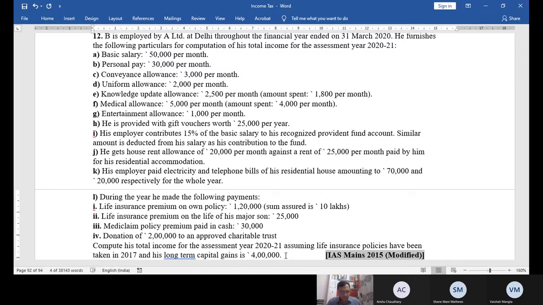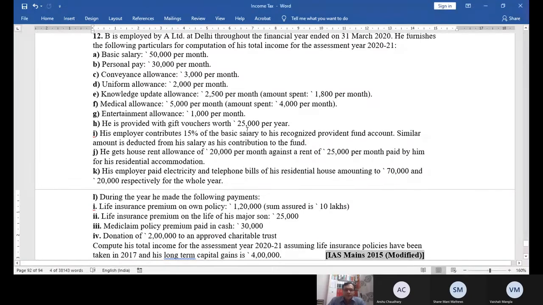Please have a look at the question carefully. Now this is assessment of individual. So practically it is a salary question. Most of the contents are salary. Shall I start solving it? If you have taken the photographs, please raise your hand. Okay, so let me start solving it.